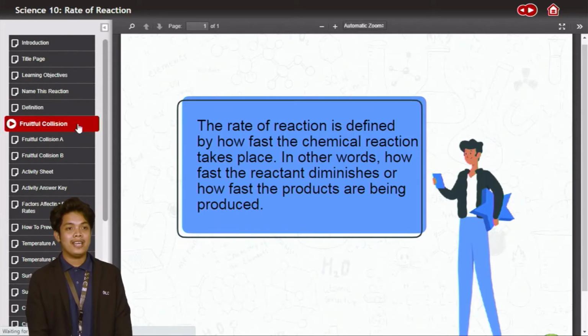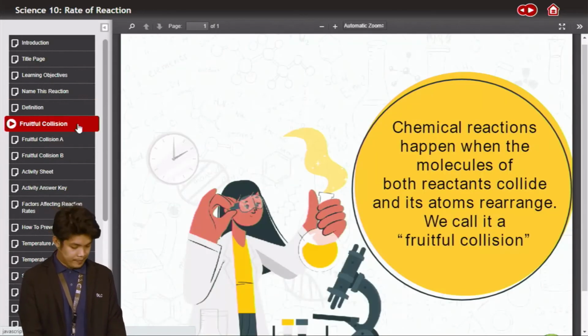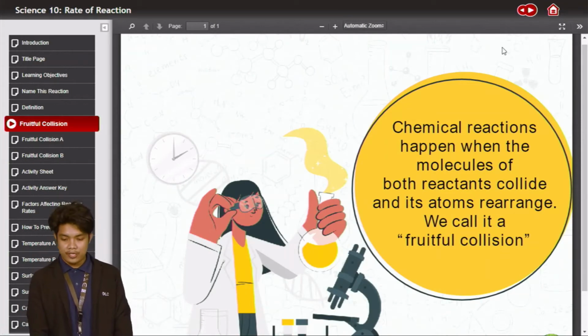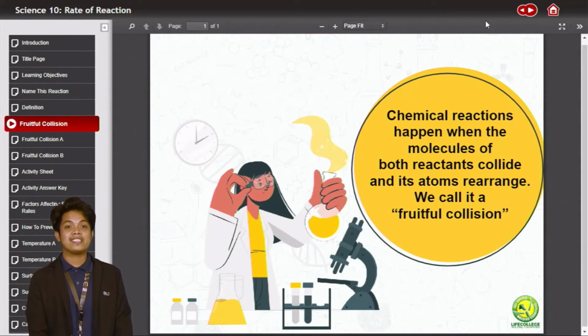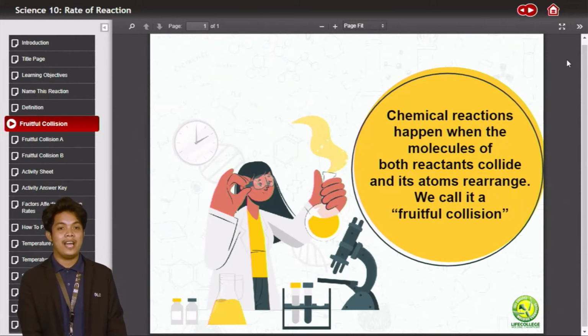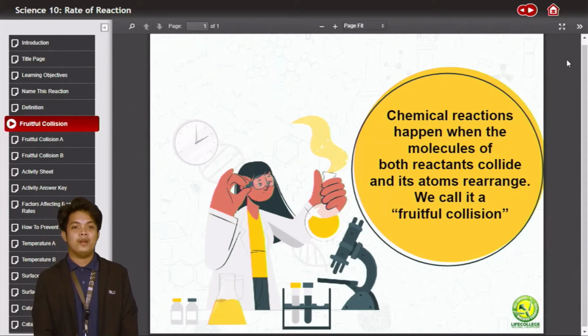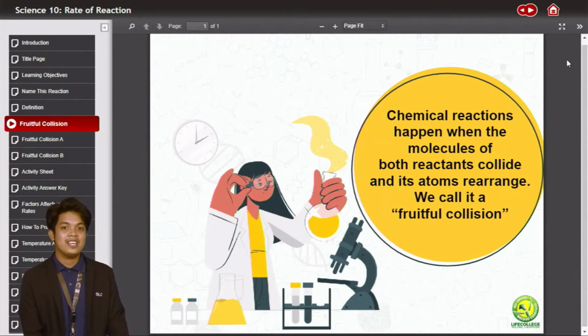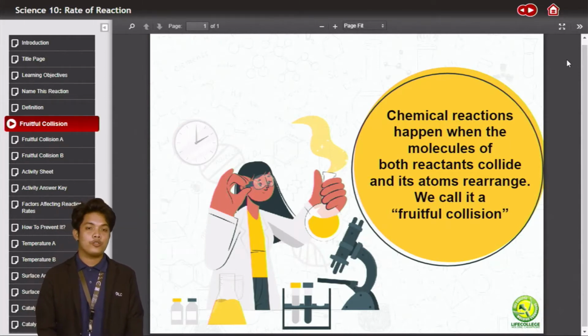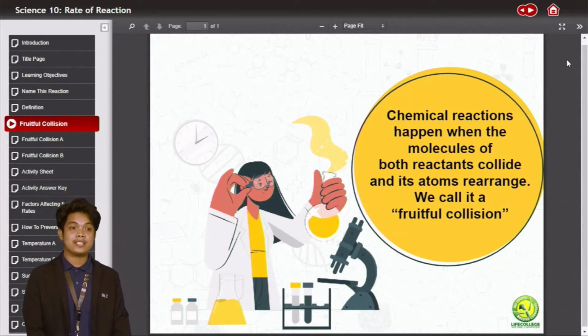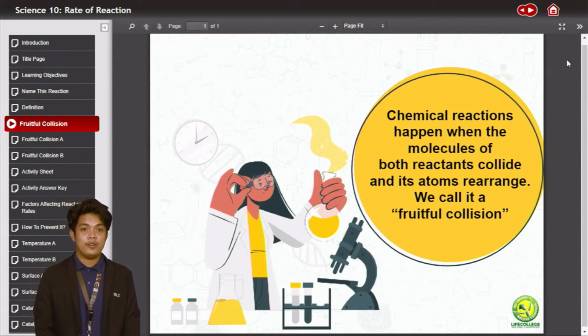The next one is another concept. Chemical reactions happen when the molecules of both reactants collide and their atoms rearrange. We call it a fruitful collision. We will discuss that and elaborate on it using the PhET simulation.